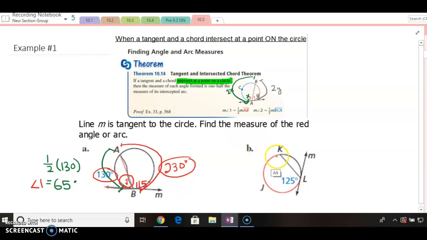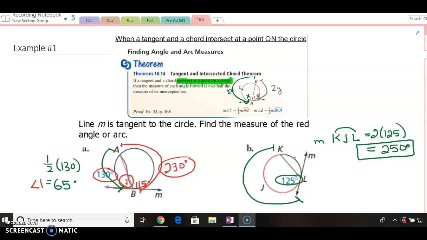All right, go ahead and try to do B on your own. B wants to know the measure of this arc here, knowing that this angle is 125. All right, so you should have known the intercepted arc is double what the angle was. So if the angle is 125, you multiply that by 2, you should get 250 degrees.